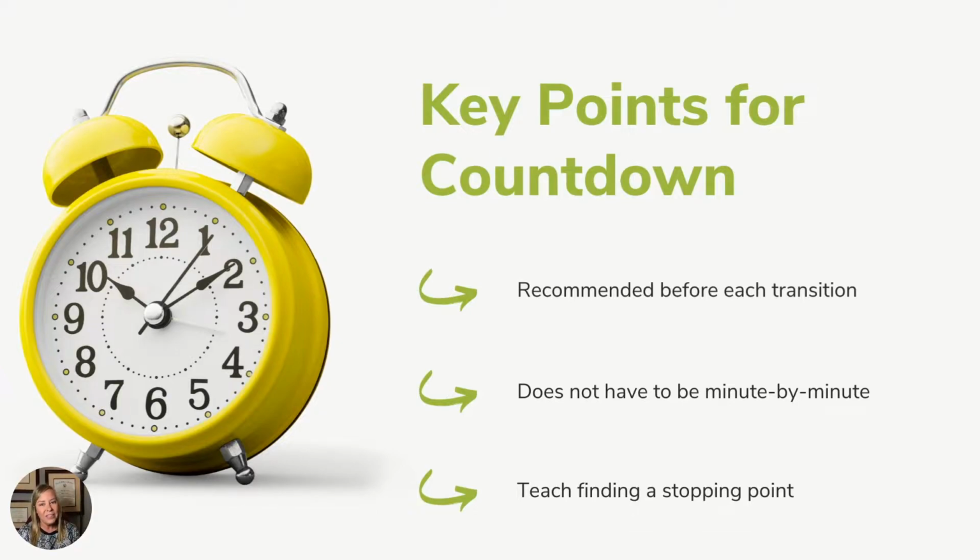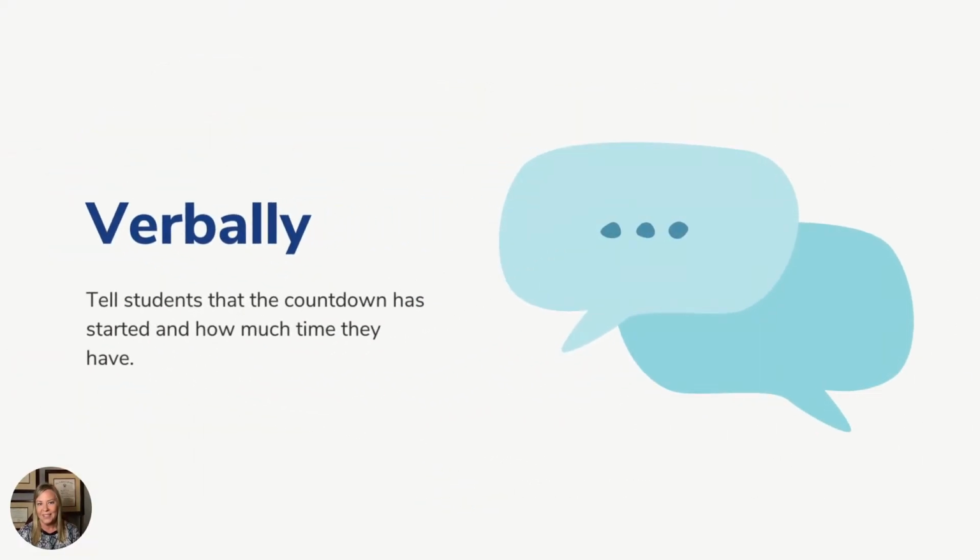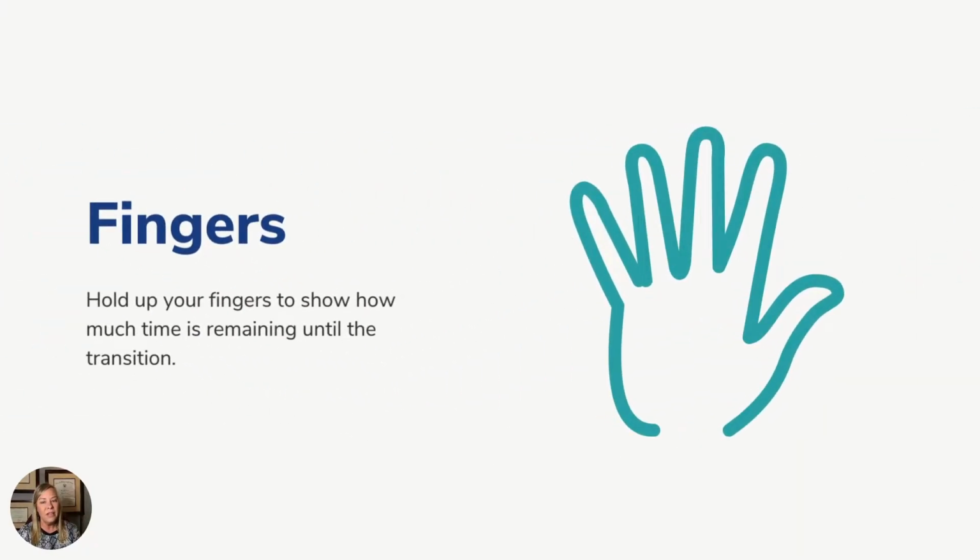Now, you may have to teach students what they can accomplish in those 5 minutes. We assume students know how to find a stopping point, but oftentimes they have to be taught how to do just that. Now, you can give the countdown verbally by letting students know how much time remains, or you could hold up fingers to represent how much time remains. You would just put down fingers as the time elapses.